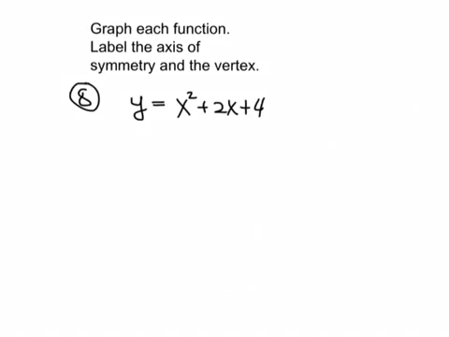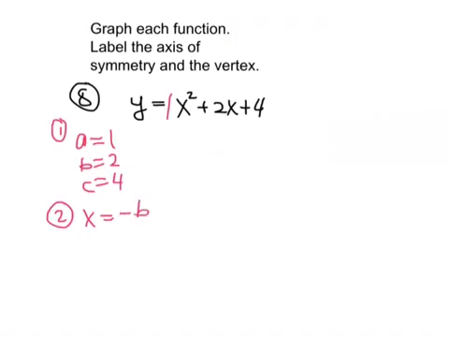In this problem, we have to graph the parabola, label the axis of symmetry, and the vertex. So graphing the parabola like normal, the first step is to find your a, b, and c values. Those are the coefficients of the equation, which are 1, 2, and 4. Next, we calculate x equals negative b divided by 2a. Negative b is negative 2, and 2 times 1 is 2. So negative 2 divided by 2 equals negative 1.